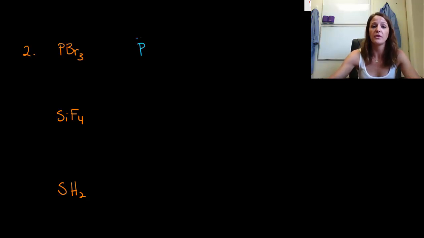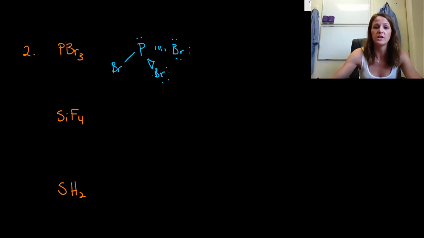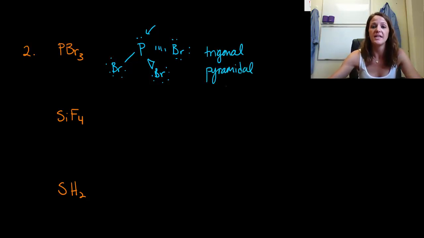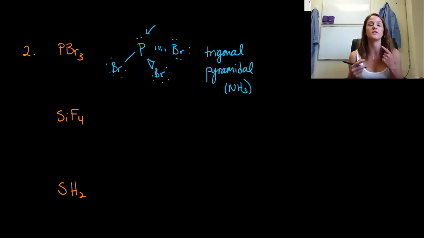PBr3: if you draw this out properly, you have phosphorus in the center, surrounded by 3 different bromines. Each of the bromines has 3 lone pairs of electrons on it, and the phosphorus has a single lone pair of electrons as well. So the central atom, phosphorus, is surrounded by 4 regions of electron density, 1 of which is a lone pair. This geometry would be called trigonal pyramidal. It is the exact same structure as NH3 that we did in our previous example. Hopefully as you're going through this, you're going to start to see patterns.